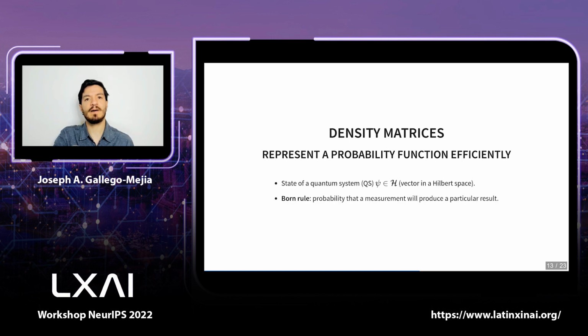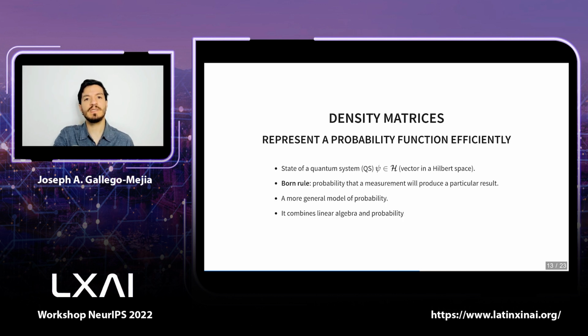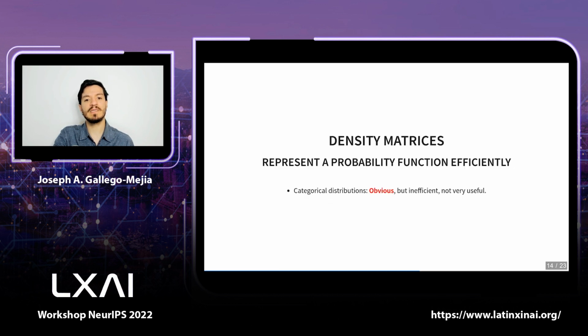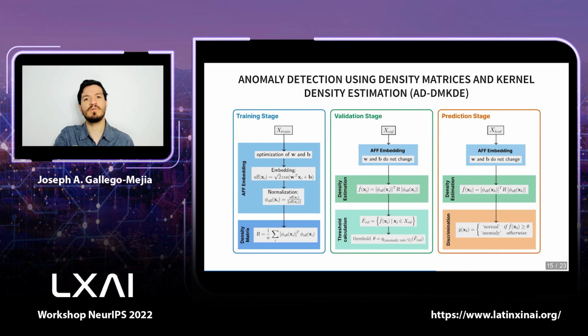Density matrices is a formalism in quantum mechanics that provides the probability of a given quantum system using the Born rule. It's a more general model of probability, and it can combine linear algebra and probability. Calculating a categorical distribution using the density matrices is obvious, but is not efficient. So a problem is how to create arbitrary distributions for a mixture of non-parametric probability distributions.